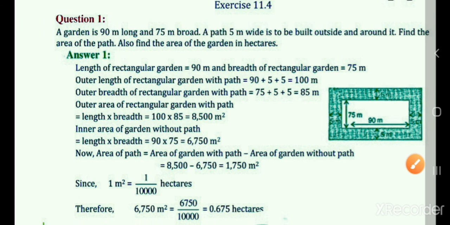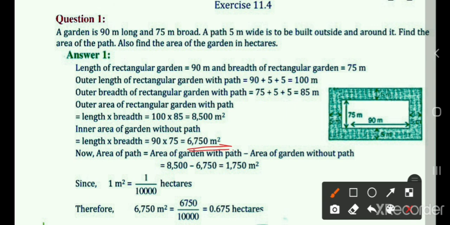So children, 6750 is what we have got here, without the path. So 1 meter square equal to 1 by 10,000 hectare means 6750 meter square equal to 6750 divided by 10,000. So you can cancel 0 and 0 and put the point. That is, 3 zeros are there, so after 3 places, 0.675 hectares. Got it? Okay children, now we'll go to the next problem.